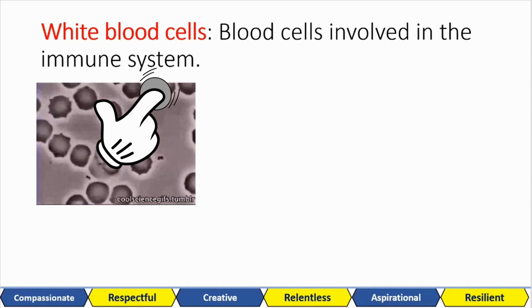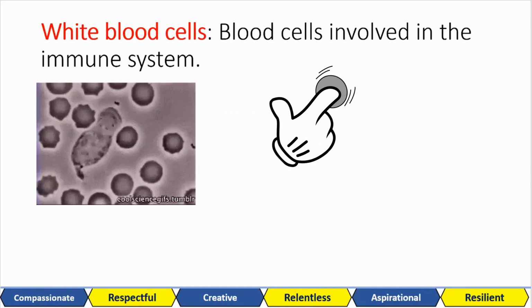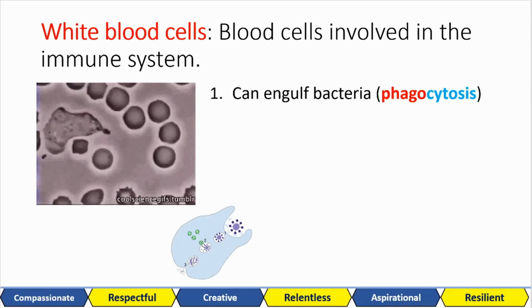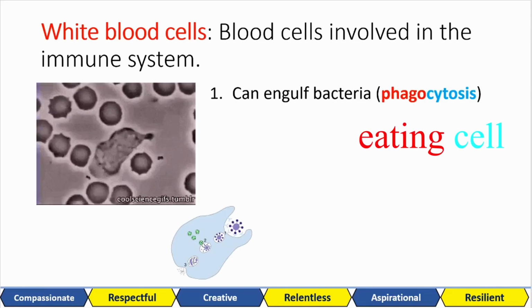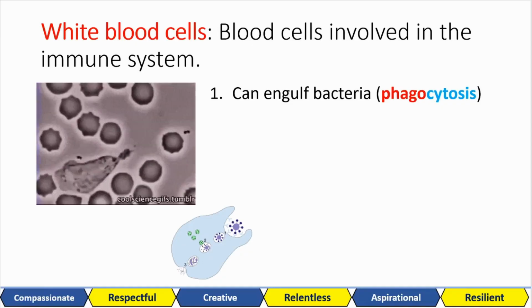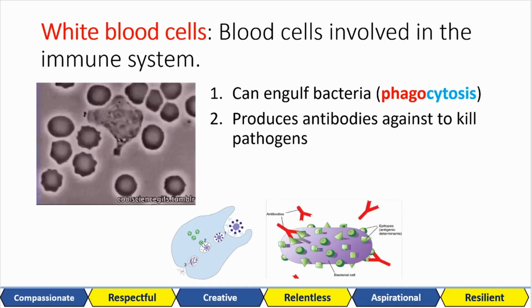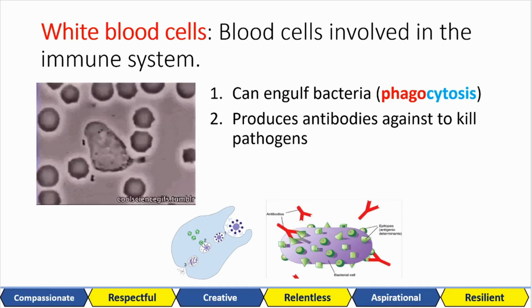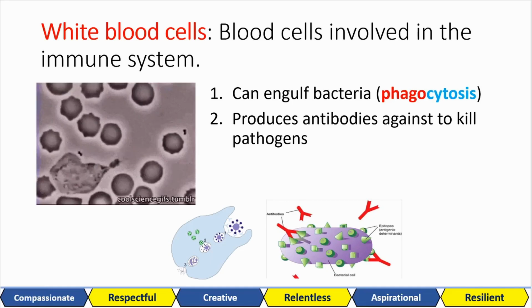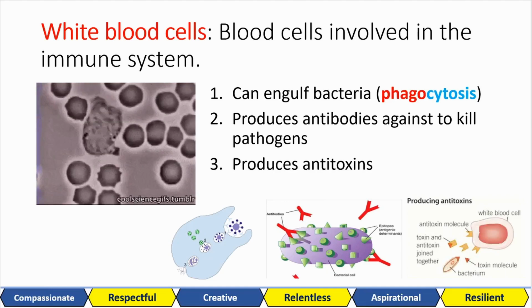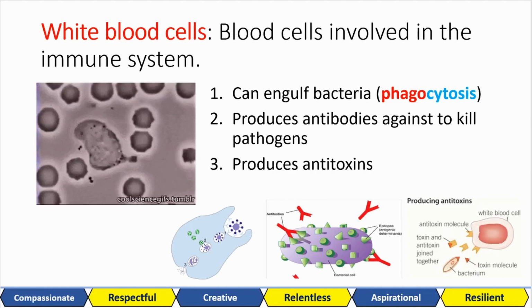Next up, we have the white blood cells, which are used in your immune response. They engulf cells in a process called phagocytosis, literally cell eating. Time for lunch, munch, munch. They produce antibodies to kill pathogens. Pathogens are microbes that can cause a disease. Check out this playlist for more detail on that. They also produce antitoxins to neutralize some of the toxins that these pathogens can make.